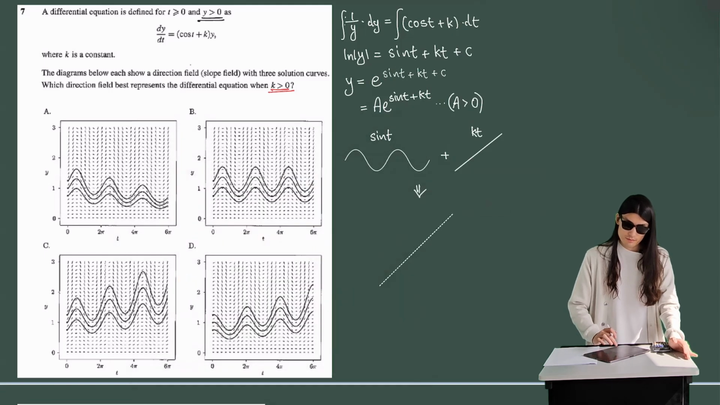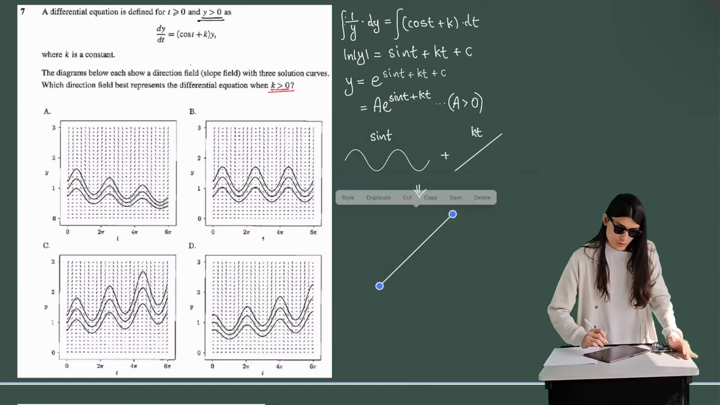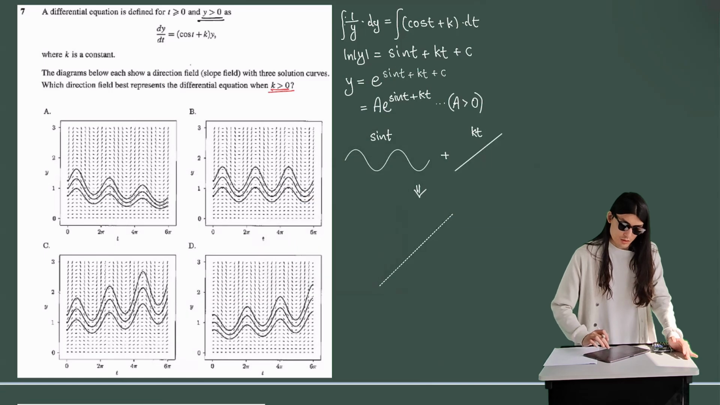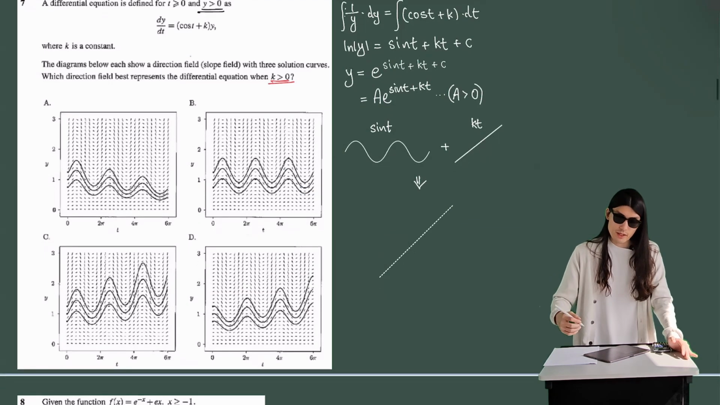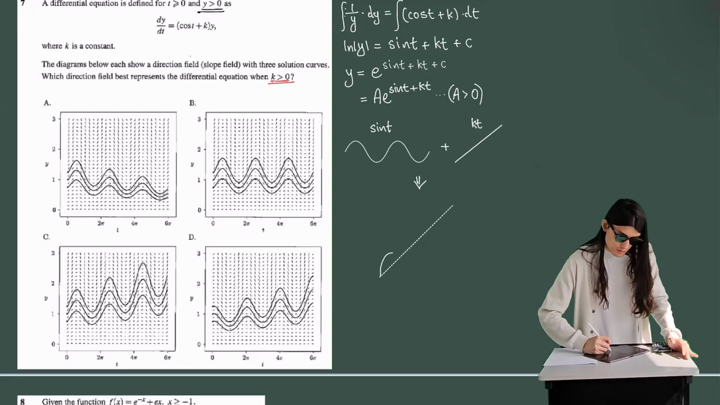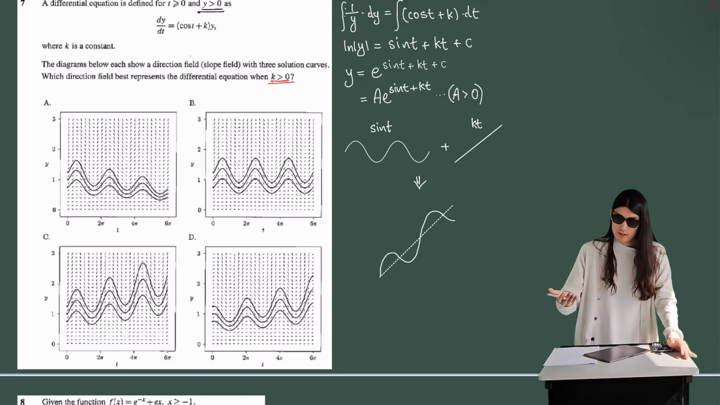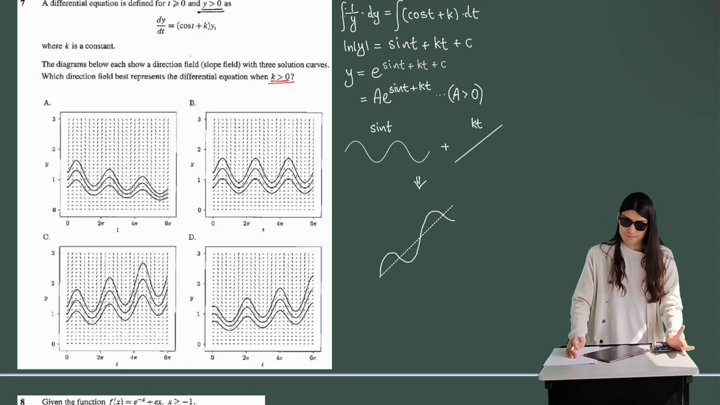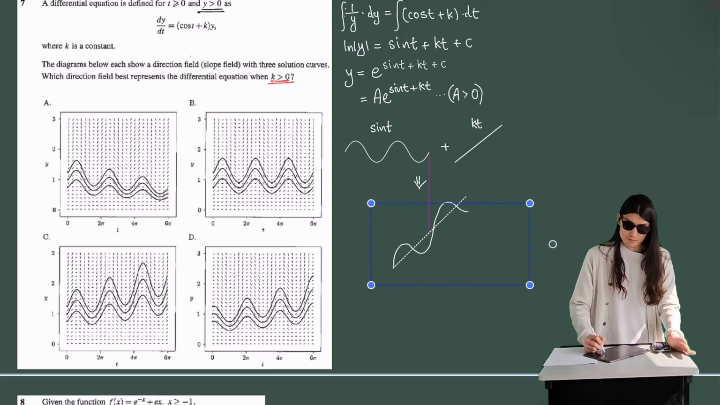a function which oscillates because of the trigonometric aspect of it. But it oscillates about the straight line kt. That's what you end up getting.